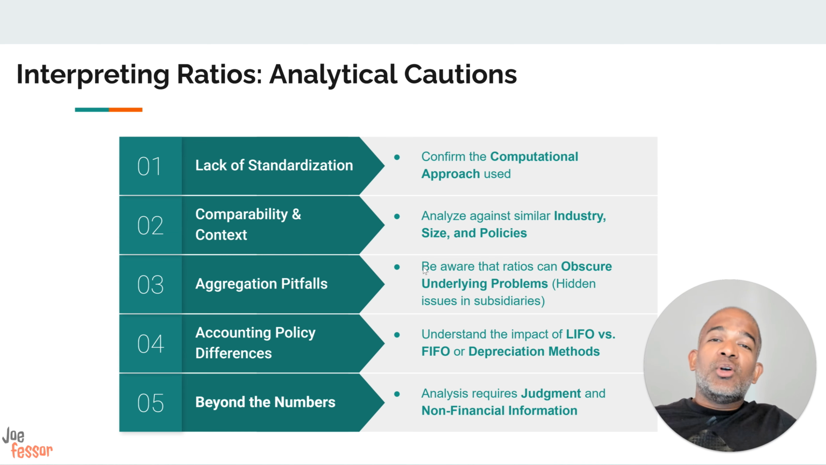Ratios are based on aggregated data, and this aggregation can obscure underlying problems. For instance, a high current ratio for a consolidated parent company might hide a severe liquidity problem in one of its subsidiaries. The averaging effect of the consolidation obscures the risk. Companies rarely use the exact same accounting policies. Differences like using LIFO versus FIFO or accelerated versus straight line depreciation can significantly change reported profitability. An analyst must understand these effects to interpret results correctly and make valid comparisons.